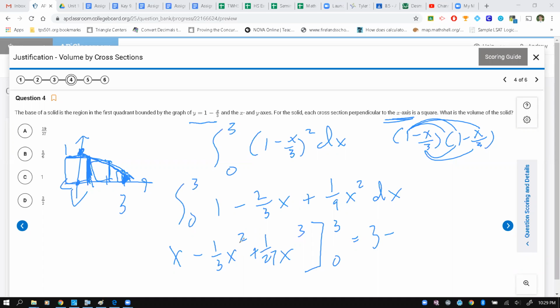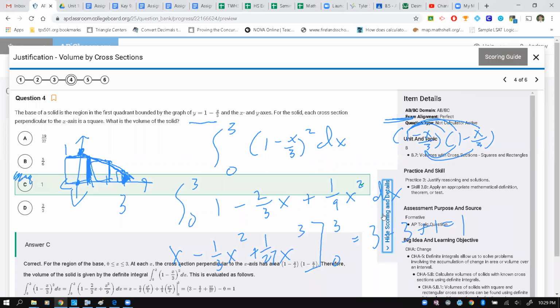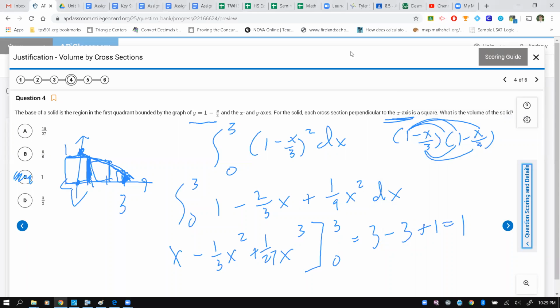3 squared is 9. Divided by 3 is 3. 3 cubed is 27. Divided by 27 is 1. So this is 1. Answer C. Let's double check that. Make sure I didn't mess up. Yay, look at that. All right, last problem.